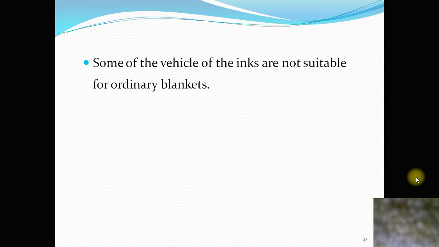Then, some of the vehicles of the inks are not suitable for ordinary blankets. We are discussing a special blanket. We have seen 4 different types of blankets: hot blankets, soft blankets, medium blankets, and sandwich blankets. But these 4 blankets are not suitable to print with some of the inks.